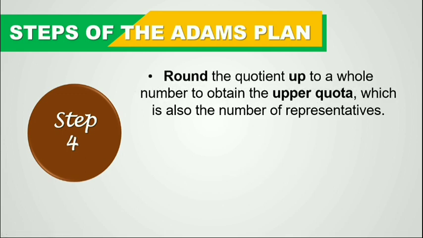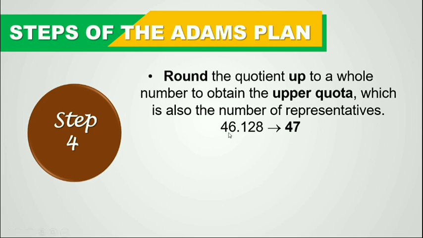And then you have to round the quotient up to a whole number to obtain the upper quota, which is also the number of representatives or the number of allotments. Now take note of the upper quota because in the other apportionment method, it applies the lower quota instead. So the Adams plan of apportionment uses the upper quota. And then for example, 46.128, this will be rounded up to 47.